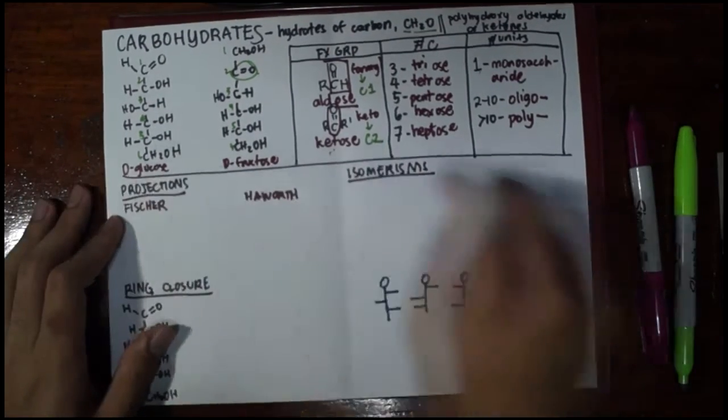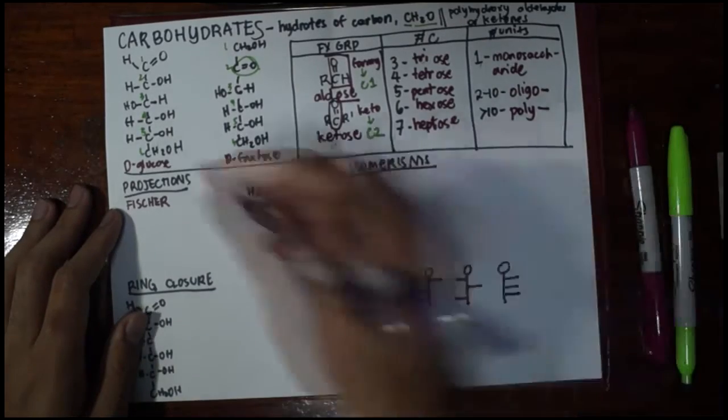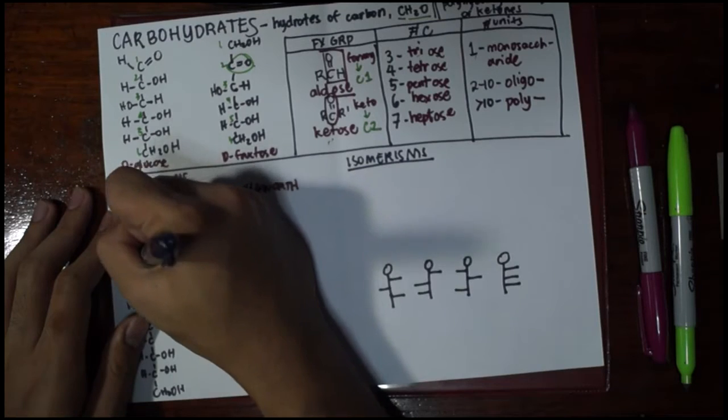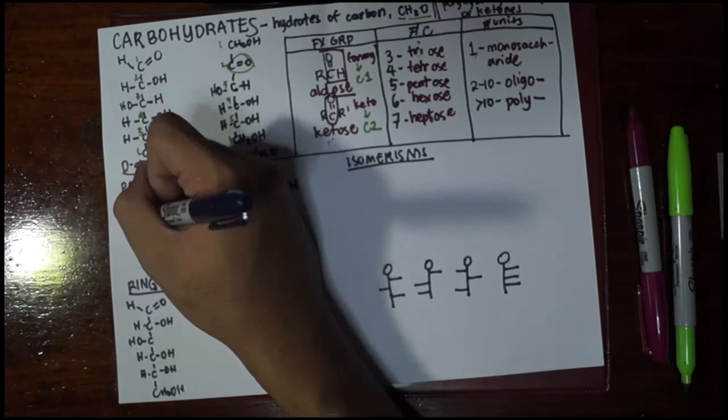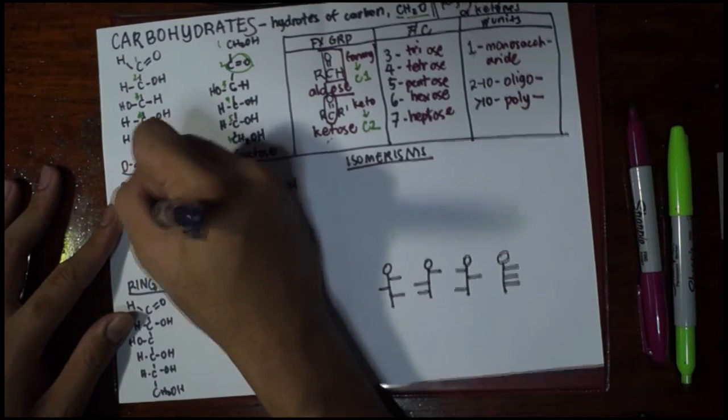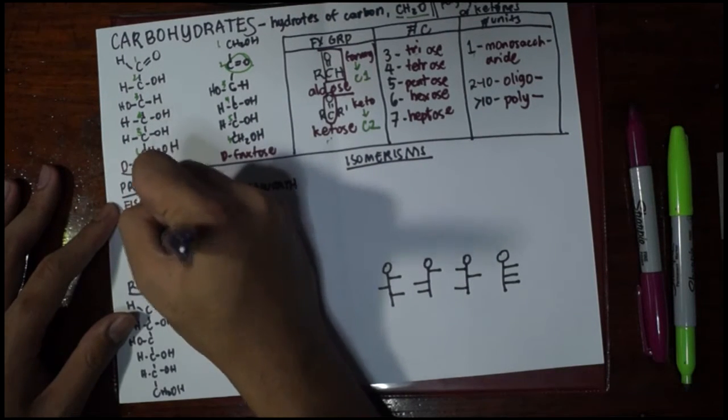So we go to the projections. The way that I drew these here is the Fischer projection. You put the carbons in a straight line from top to bottom, and then you write the formulas as this.